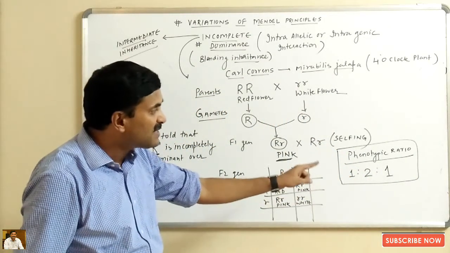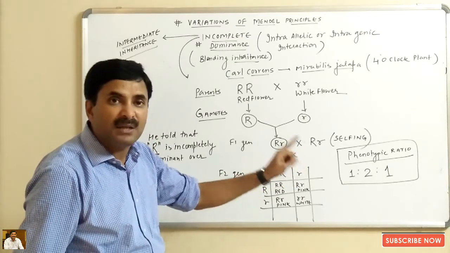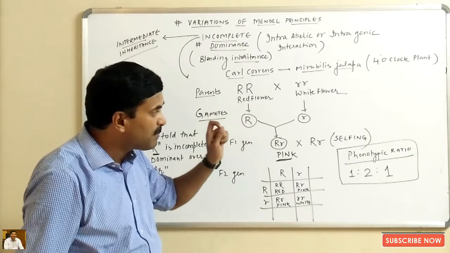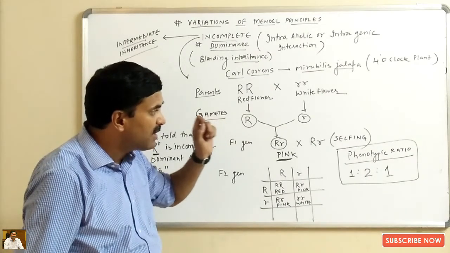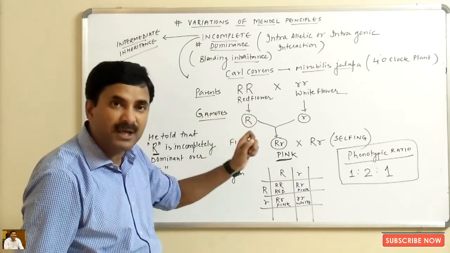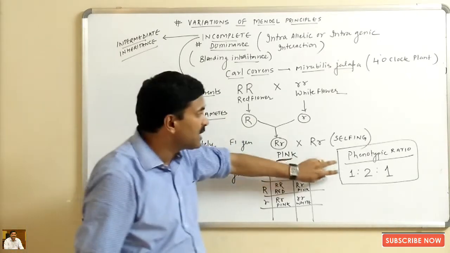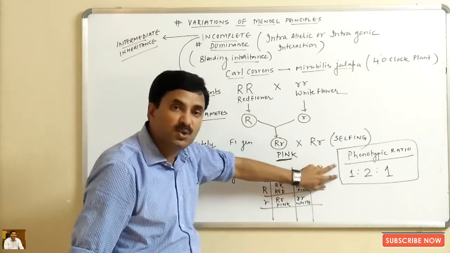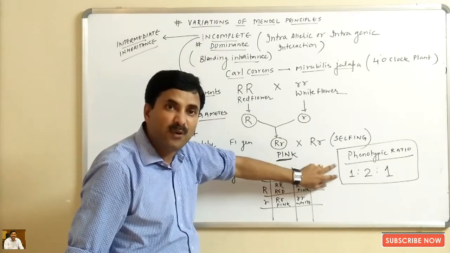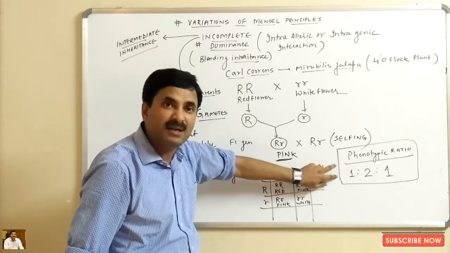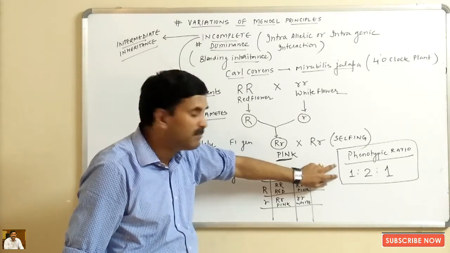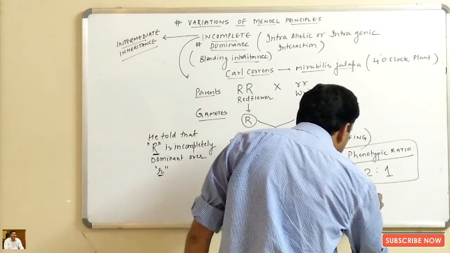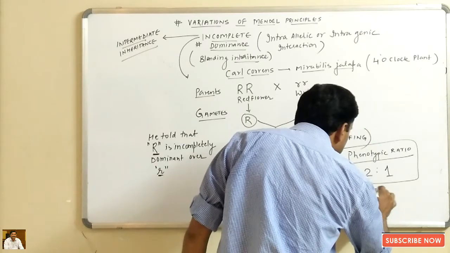Now you can see that this is a deviation from the monohybrid phenotypic ratio. In the monohybrid phenotypic ratio, which was actually calculated by Mendel, we got the phenotypic ratio 3:1. But here you can see that the phenotypic ratio of incomplete dominance is 1:2:1, meaning it is varying from Mendel's principles. In Mendel's monohybrid cross we got 3:1. Here we got 1:2:1.